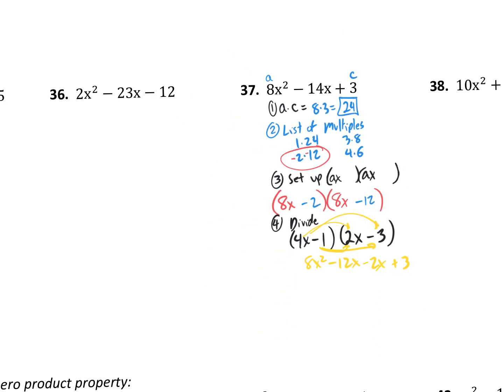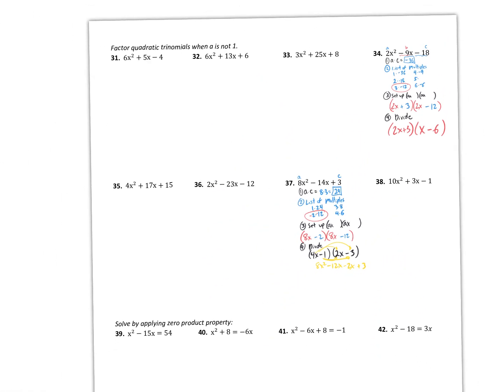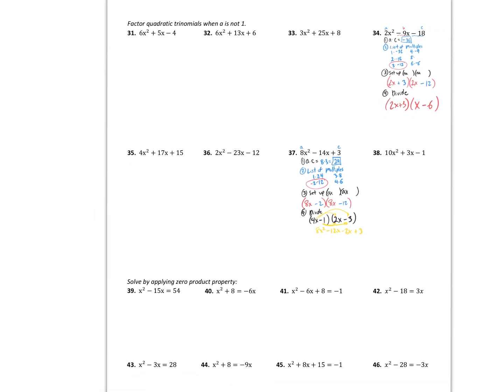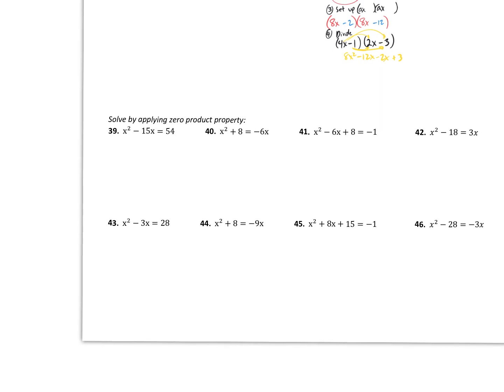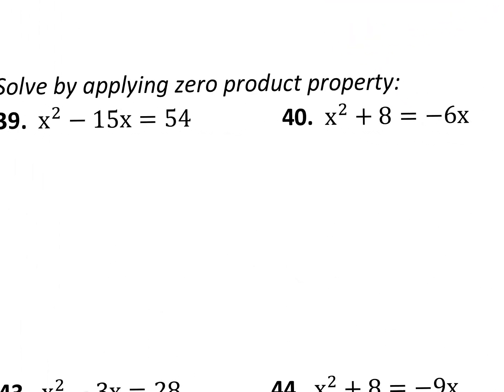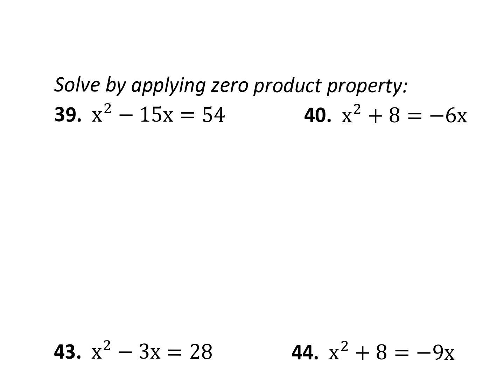Okay, so there's a lot more to practice right there. Another 6 questions that you guys could do up there on the top half of the second page. Now the bottom half is solving by applying zero product property. Okay, so zero product property is when you have something times something equals 0, then the first something A could be 0 and or the second something B could be 0. So zero product property allows us to split both of these and set them each equal to 0 and solve. Let's see that in action.